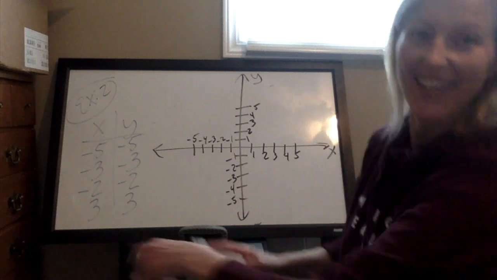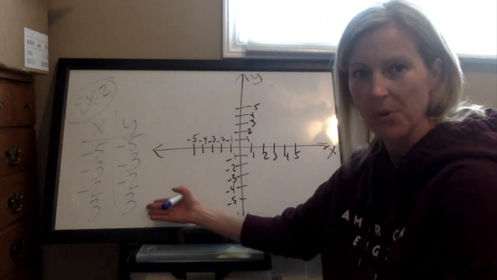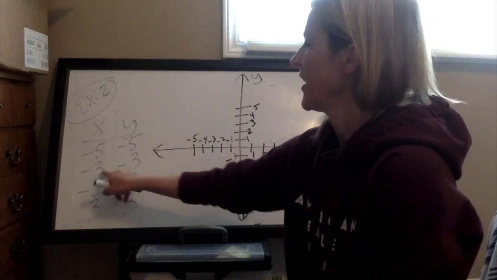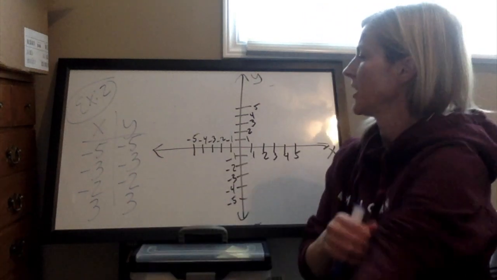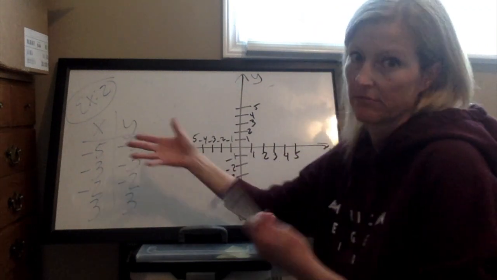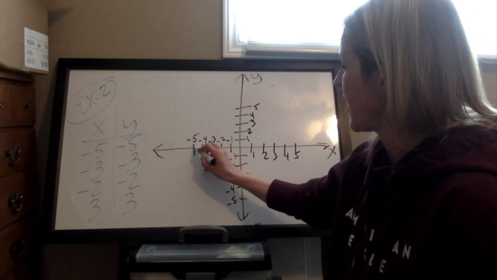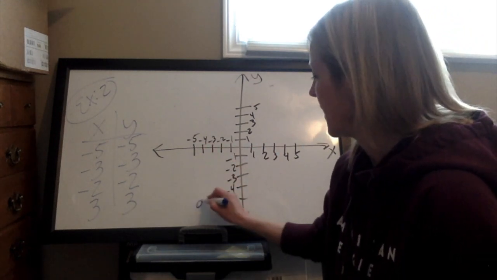Beautiful. Okay. All right. So now we're going to graph these 4 points. You've got your X and your Y, your X, Y, X, Y, X, Y. This should be pretty easy because it's -5, -5. So you start at the origin. You're going to go over -5, down -5, and that's your first point.